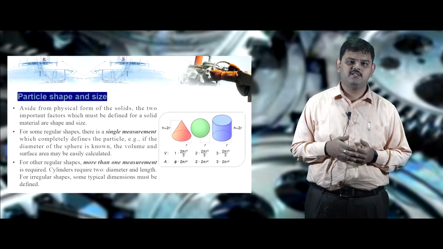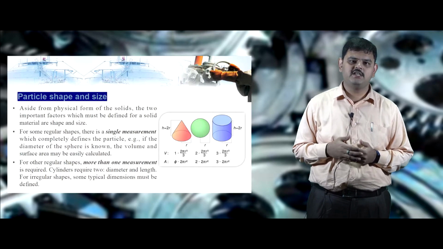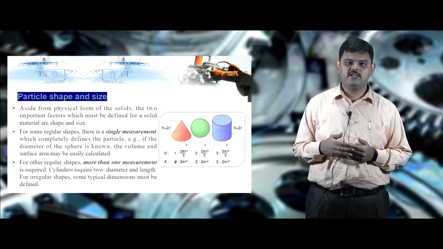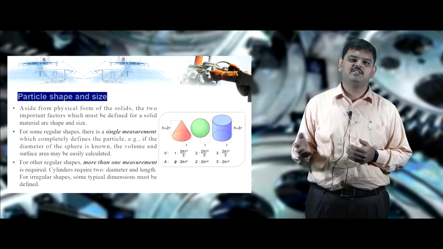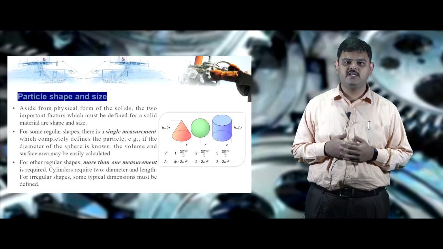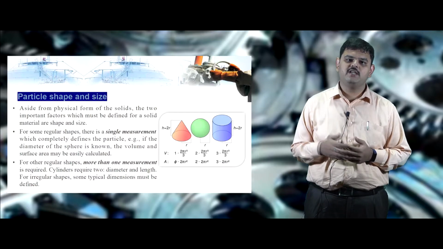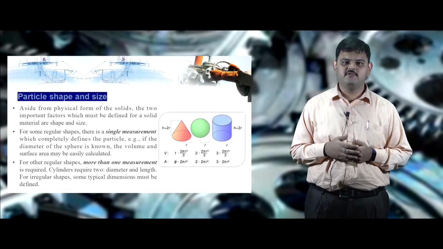The particle shape and size are the important characterizations of the particulate solids. The particle shape and size are calculated for the regular particles such as the sphere and cube with a singular measurement. If we know the diameter of the sphere, we can calculate the surface area and volume of the sphere. If we know the side length of the cube, we can calculate the surface area and volume of the cube.